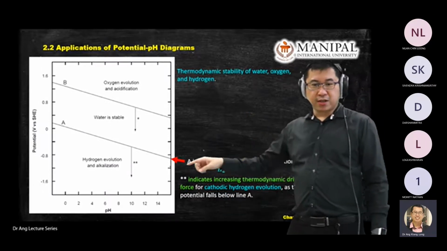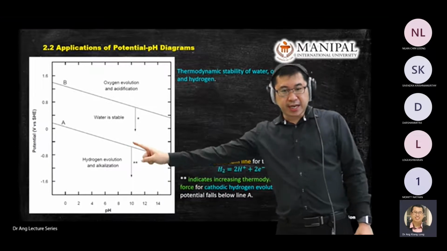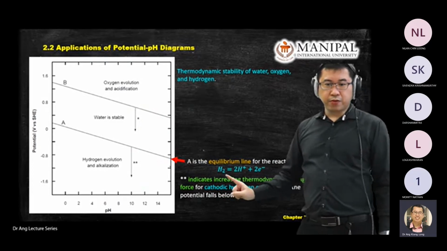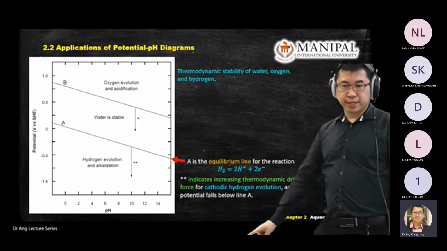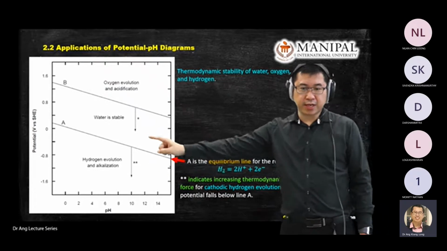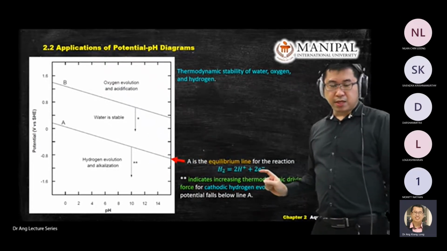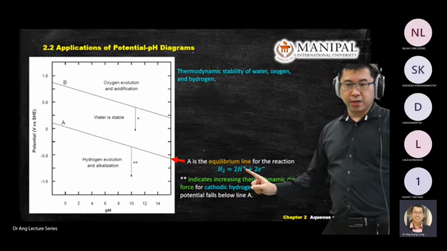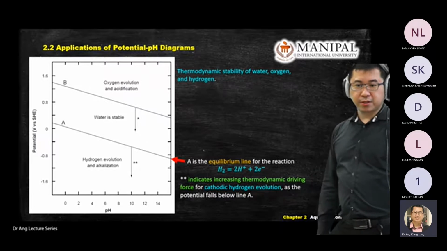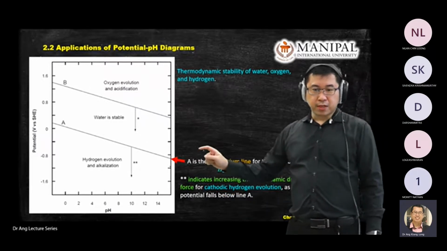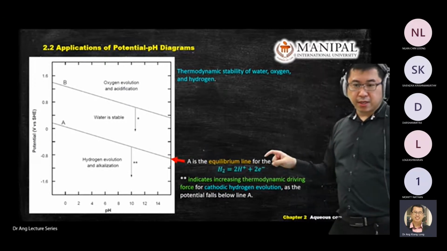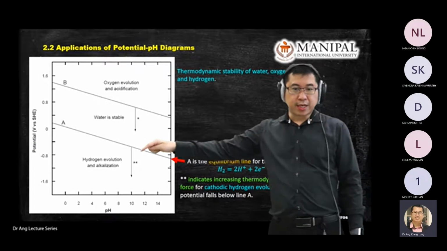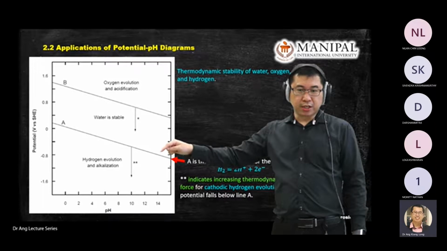Now the first line on the graph, line A, will tell you the reaction of hydrogen. Okay, this line A, this straight line, will tell you the reaction of hydrogen, where hydrogen breaks into ions, positive charge and negative charge. So this is what happened in line A, and it's an equilibrium line. What I mean by equilibrium is that along this line, the charge is stable.